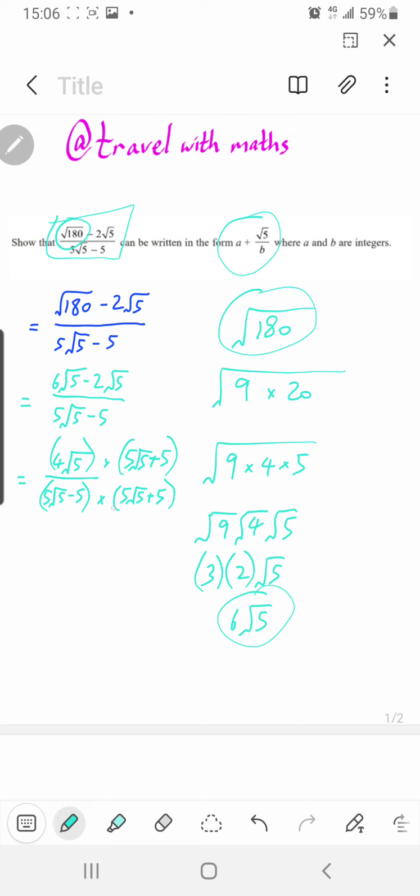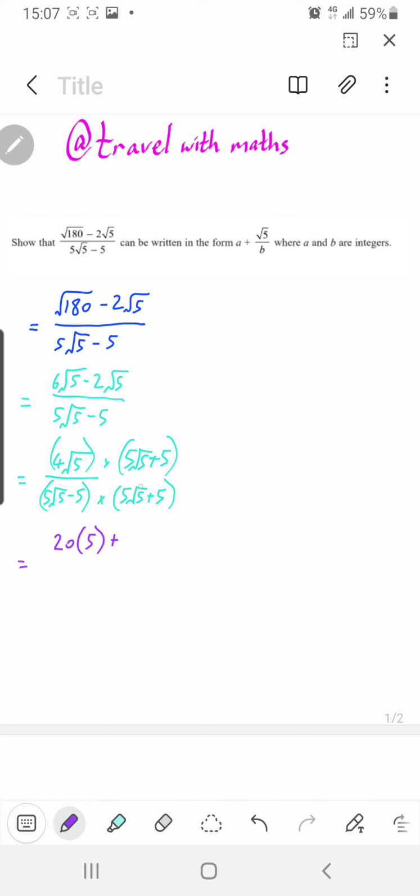Okay, and then we just expand the brackets, so we should get 20 times 5. So when you do 4√5 times 5√5, the square root gets automatically removed, and 4√5 times 5 is going to be 20√5. Sorry, 4√5 times 5√5 gives 20 times 5, and at the bottom here we have 125, because you have 25 times 5.